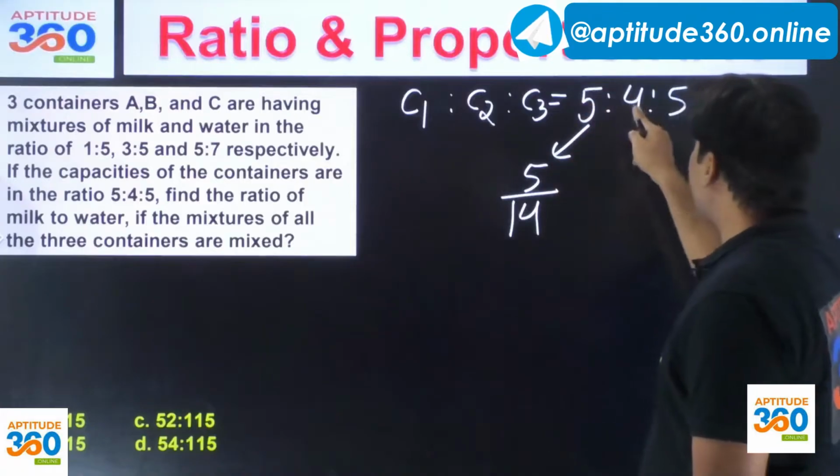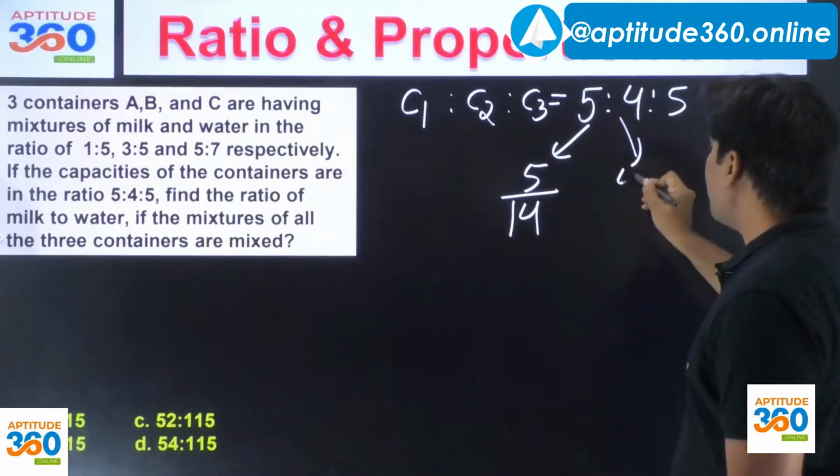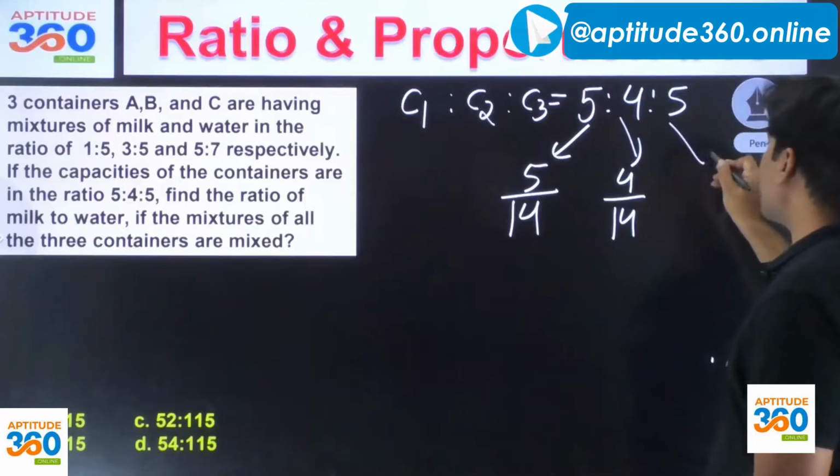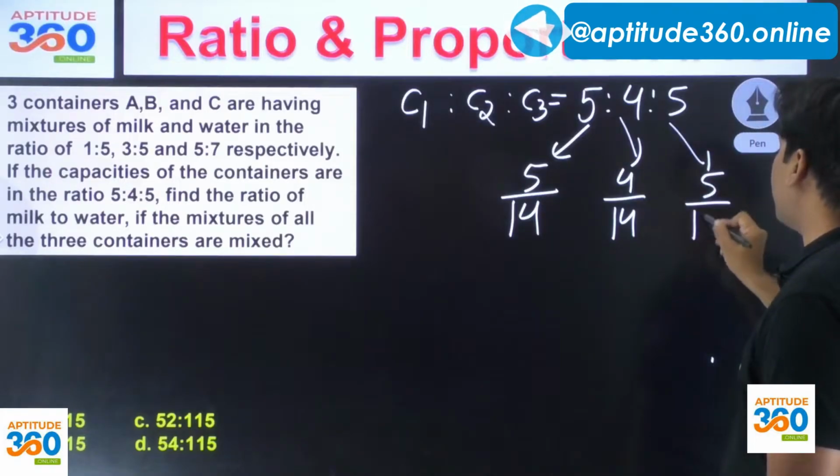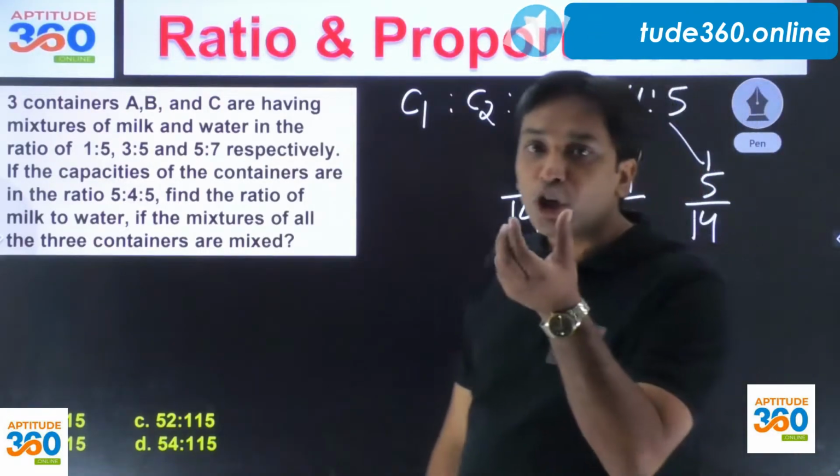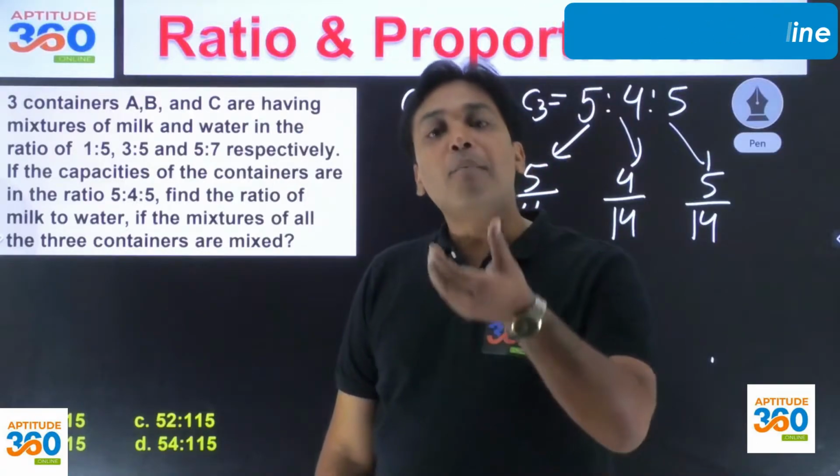14 is 5 plus 4 plus 5. This volume is going to be 4 of 14 of the total, and this volume is going to be 5 of 14. So the volume that we are seeking should be a multiple of 14.